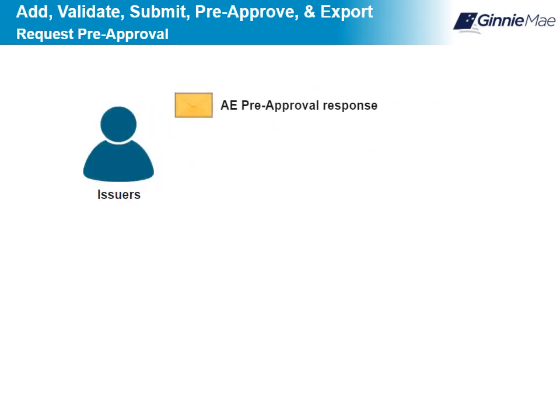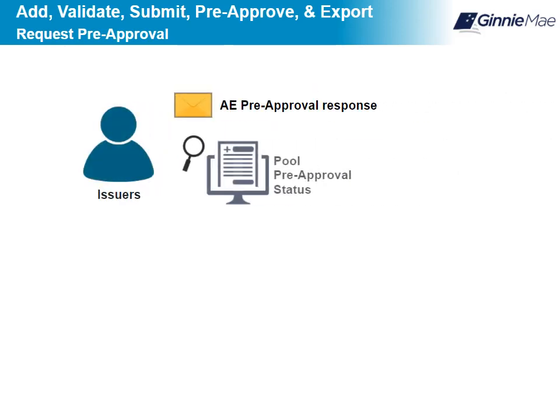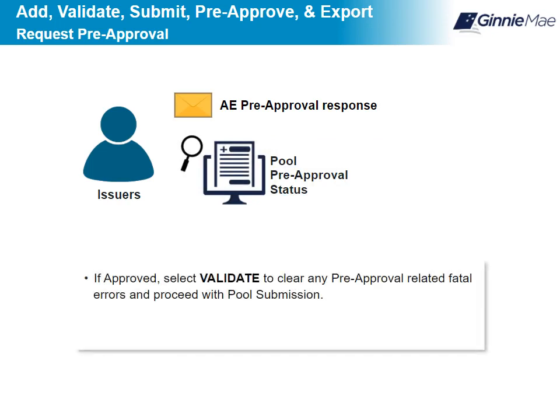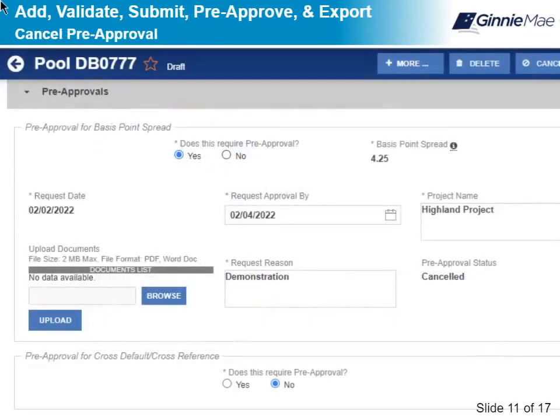Issuers will receive AE response notifications and be able to view the pre-approval status on the Pool Details screen. If approved, select Validate to clear any pre-approval related fatal errors and proceed with pool submission. If declined, review the pre-approval and update or remove as needed. If the pre-approval sections have been completed but are not yet submitted, you can remove the pre-approval request by changing the selection option under Does this require pre-approval from Yes to No.